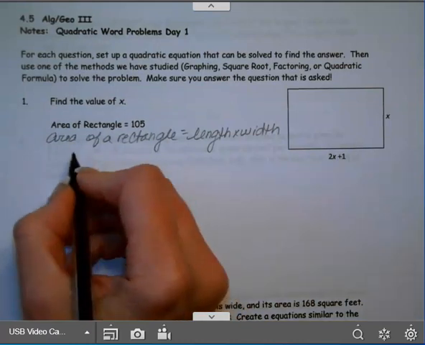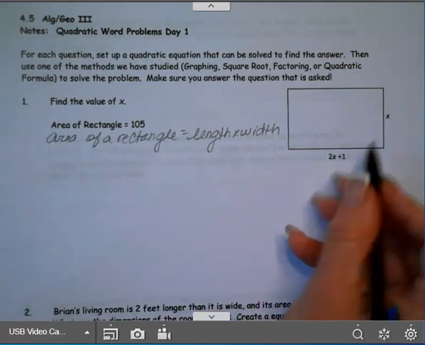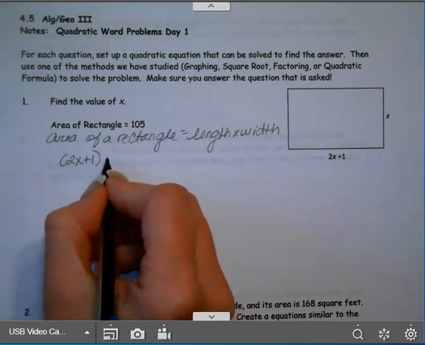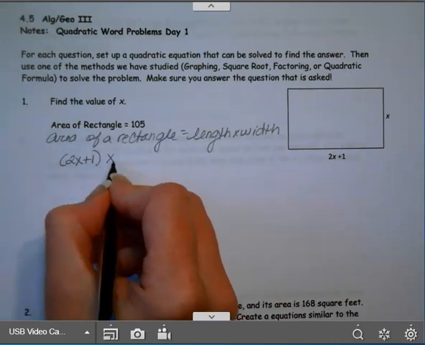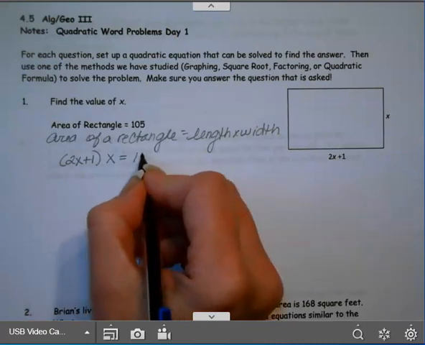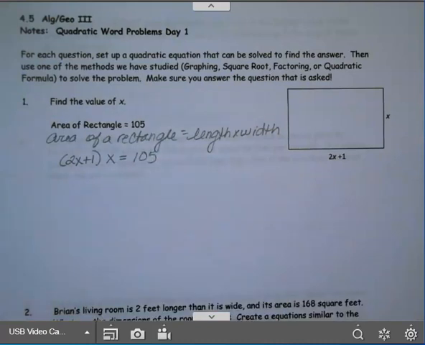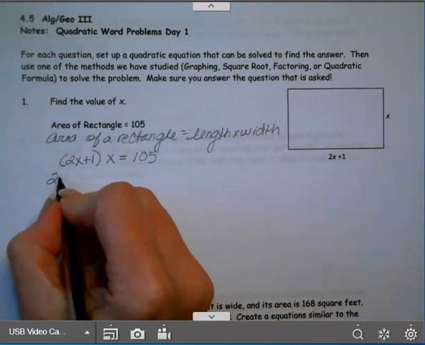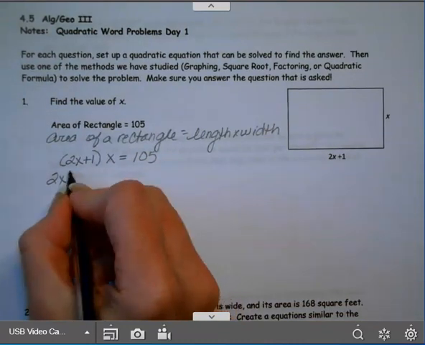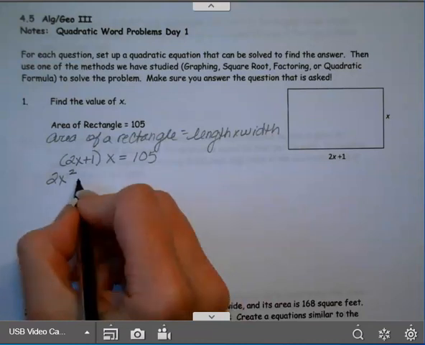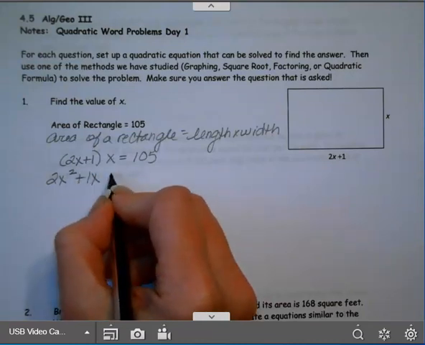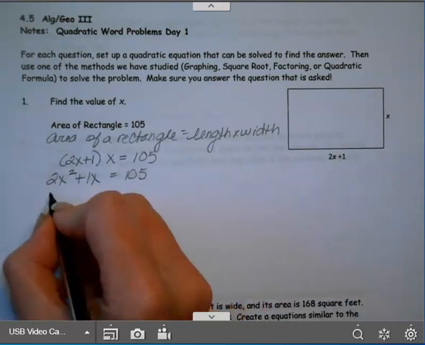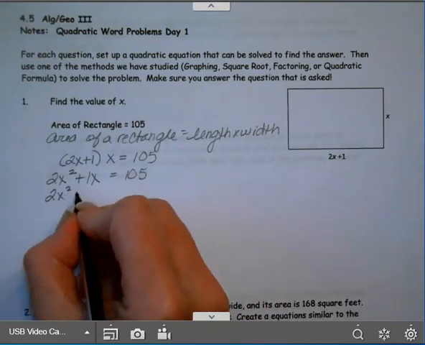And they give us the length and the width, so 2x plus 1 times x is equal to my area, which is 105. Go ahead and distribute. So I'll have 2x times x, that's 2x squared, and then 1 times x, which is 1x, that's equal to 105. Subtract 105 from both sides and set your quadratic equal to 0.